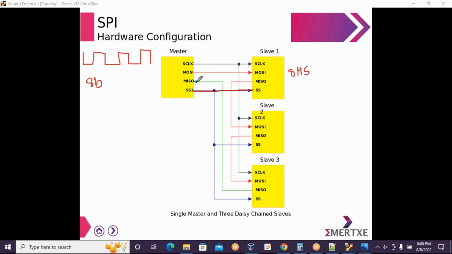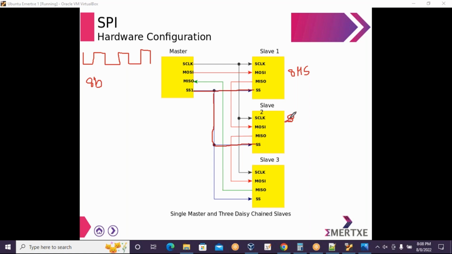Now, what if master wants to transmit to slave 2? So it is going to select slave 2 like this. And master wants to transmit 8 bits of data to slave 2 this time. May I know how much time it takes to make sure 8 bits are being reached to slave 2? Don't you think it is 16?